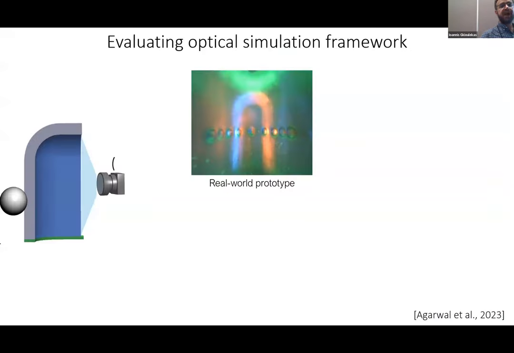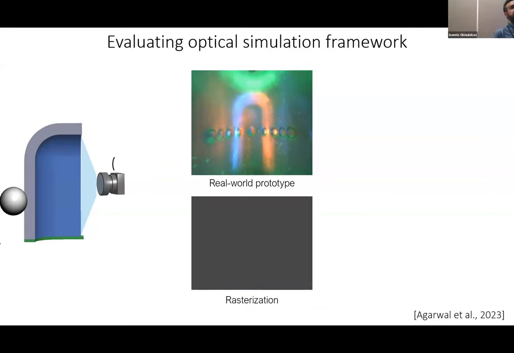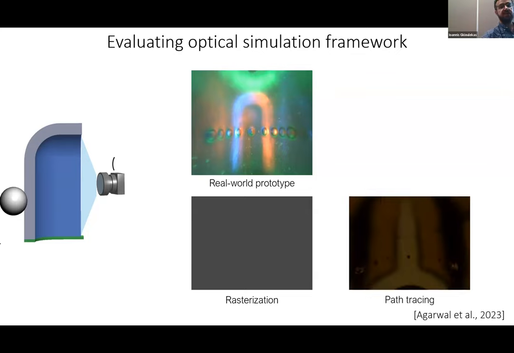All right. So going back to vision-based tactile sensors, this is an image from a real prototype that RP built. This is the kind of rendering we'd get if we used rasterization. We get nothing because rasterization cannot model specular diffuse interactions. This is the kind of thing that we get with path tracing.